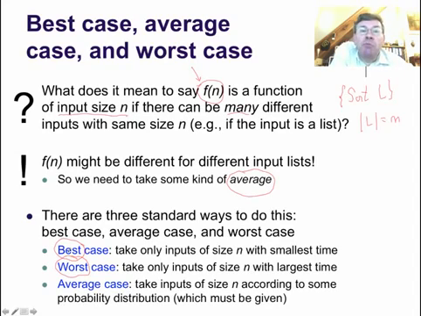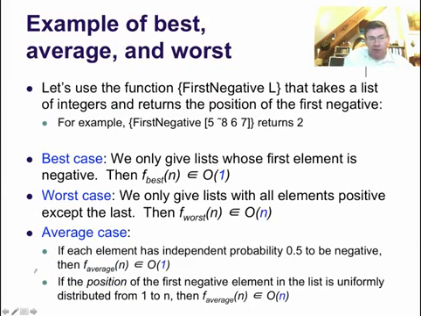In some implementations of quicksort, you can give lists that take n squared, so we'd give those lists. And in an average case, we would take the inputs according to the kinds of inputs we expect. So there's some probability distribution. If we give random lists of integers, then quicksort will be n log n. So there are three different ways that we normally solve this.